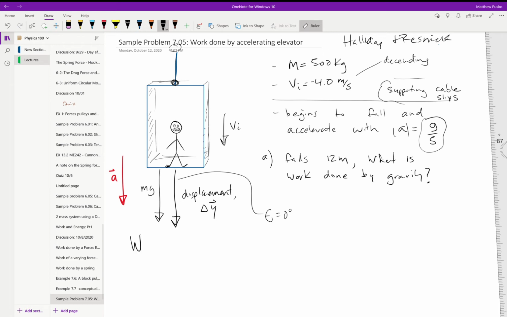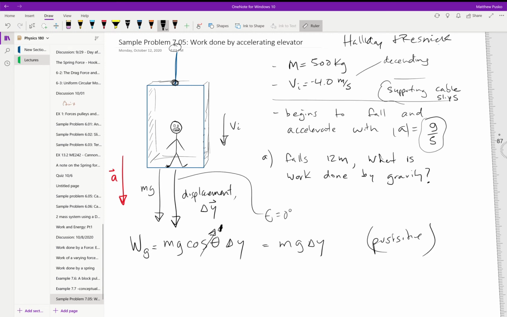Using our work formula, we can say the work done by gravity is then equal to the force of gravity, mg cosine theta, and it's traveling through some displacement delta y. Cosine of theta is 1, since theta is 0. So we just reduce this down to mg delta y. Okay, now the work is positive in this case.